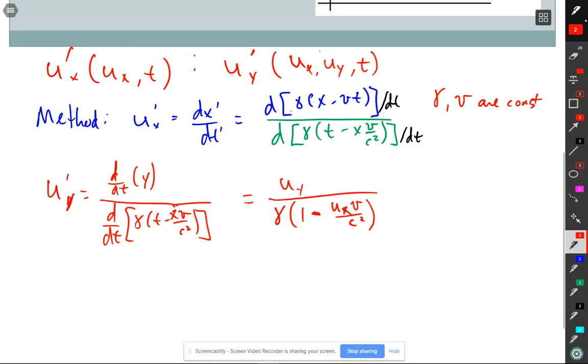Now that doesn't look like the Galilean form. If you were to use the Galilean method, you would have used the Pythagorean theorem, right?